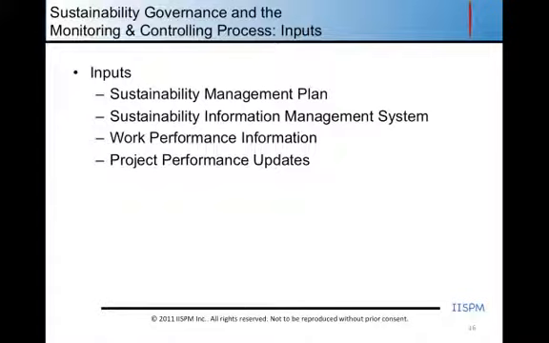So if we look at this in terms of the inputs, tools and techniques, and outputs, the inputs to sustainability governance are the sustainability management plan. We need the information on sustainability that we've created and stored through the SIM system, the Sustainability Information and Management System. We need to understand the work performance information, and this can be coming from earned value, this can be coming from other management information systems that we've created to track progress towards targets.